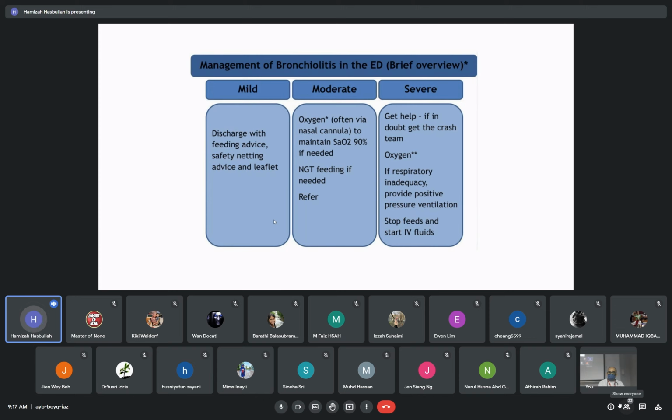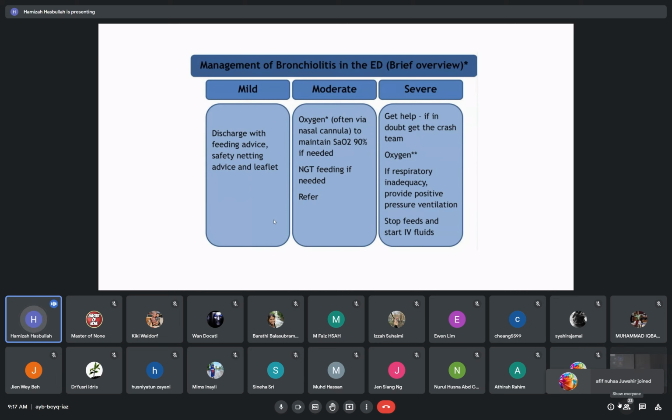So if moderate, usually kita akan start oxygen via nasocannula at least to maintain SpO2 more than 90% if needed. If severe, oxygen memang diperlukan, and then patient memang kita stop feeding, start IV fluid, and if kena intubate then proceed for intubation lah.